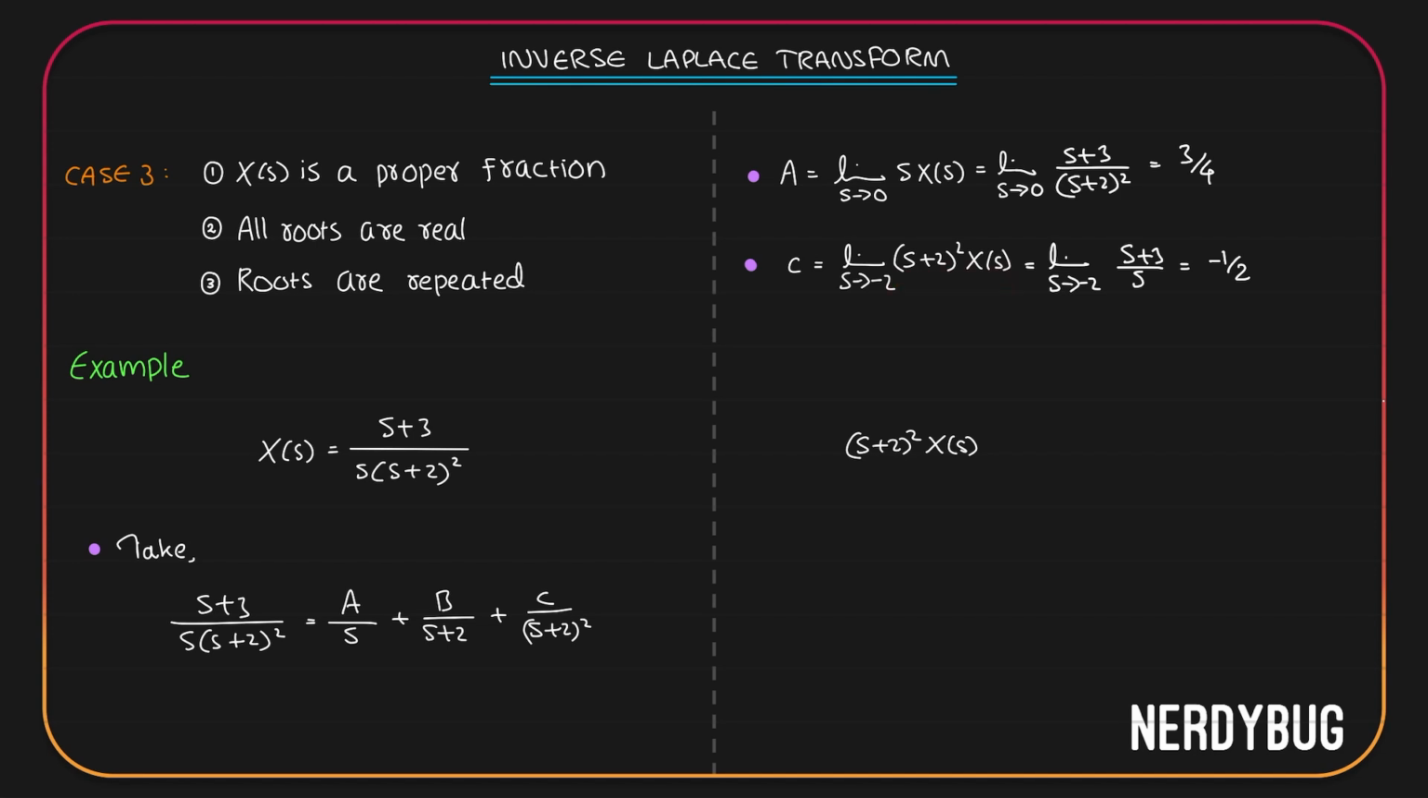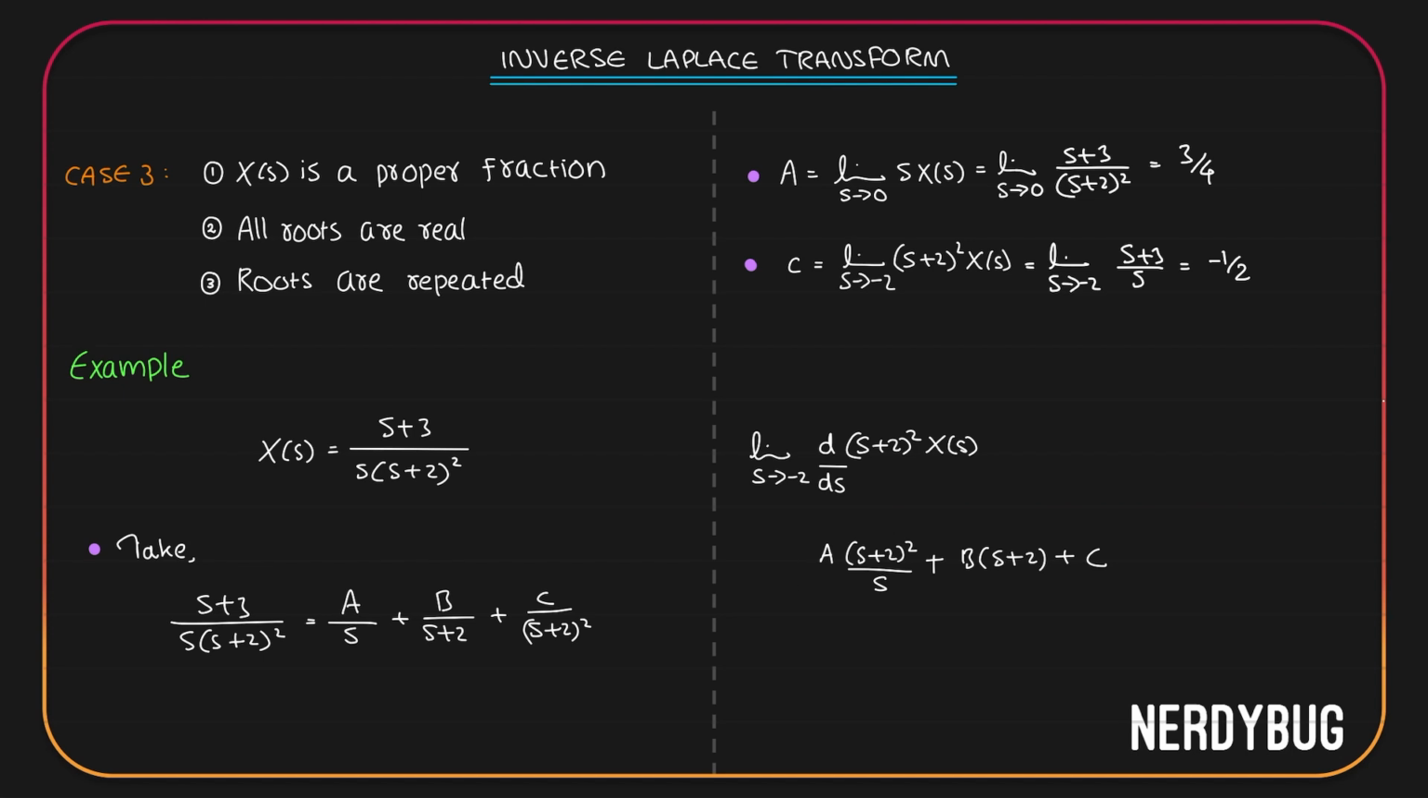But instead of directly giving the limit s tends to minus 2, we will first take its derivative with respect to s and then give limit s tends to minus 2. Let us check if this works or not. X of s is a by s plus b by s plus 2 plus c by s plus 2 whole square. We have to multiply it with s plus 2 whole square. So we will get a into s plus 2 whole square by s plus b into s plus 2 plus c. Now we have to derive this with respect to s.